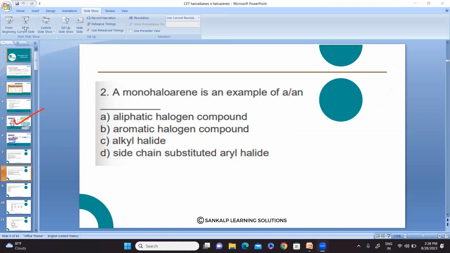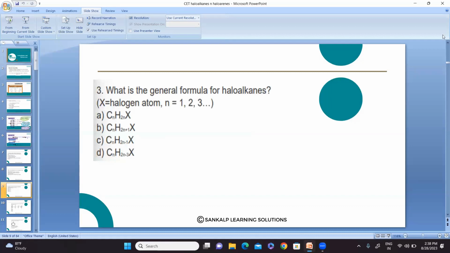So this is the correct answer. Aromatic halogen compounds are nothing but haloarene compounds. Okay, so we'll go for the next question. What is the general formula for haloalkanes?